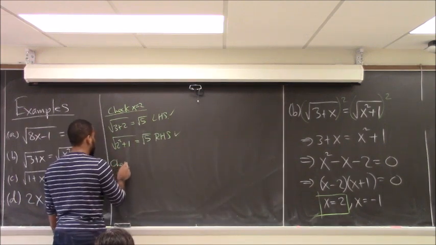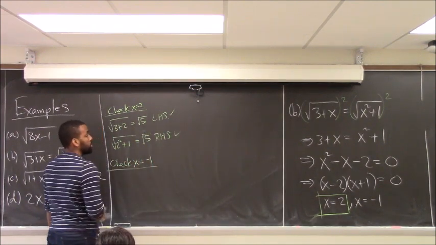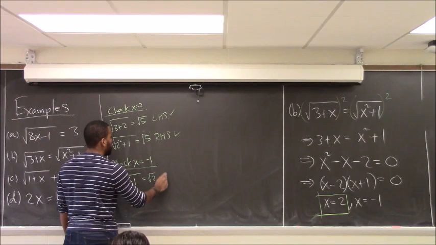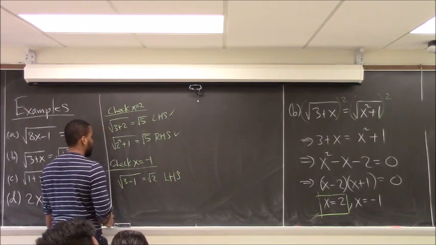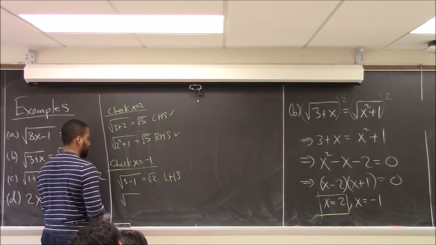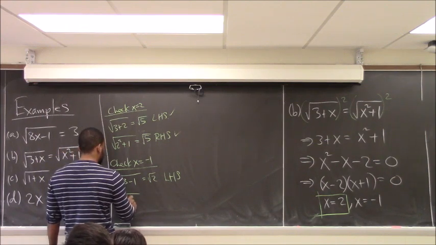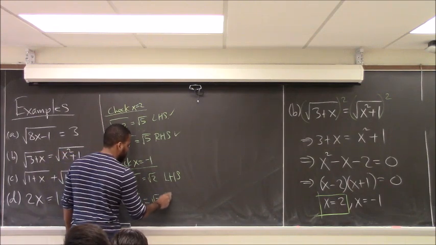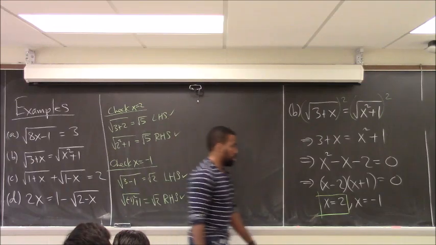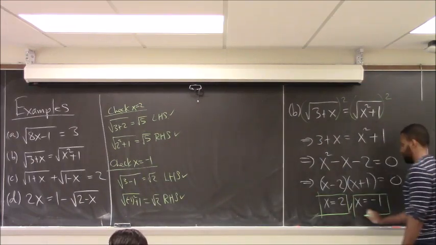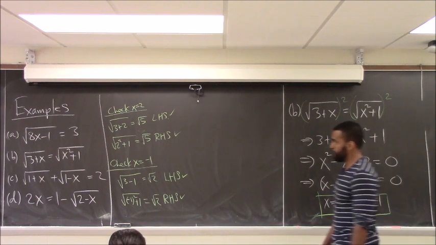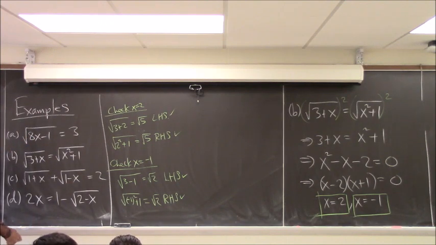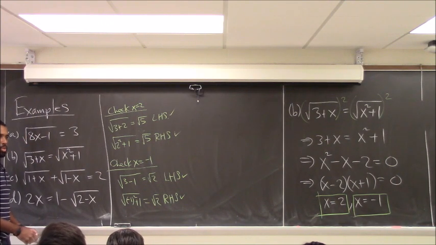Then I would check x equals minus 1. The radical of 3 minus 1, well, that's just radical 2. That was the left-hand side. If I plug in minus 1 in the right-hand side, I would get minus 1 squared plus 1. That is also radical 2. That was the right-hand side, so those are the same. And yeah, both of these actually work. Any questions on anything so far?